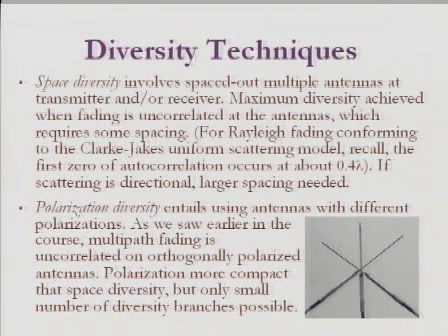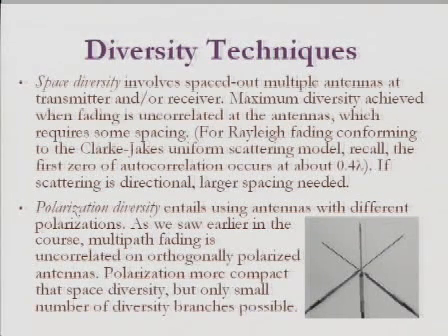Space diversity involves the use of spaced out multiple antennas at the transmitter and/or at the receiver. For maximum diversity, we want to make sure that the fading isn't correlated at the antennas, so it's independent. And this requires some minimum spacing between the antennas. So if we go back to our analysis of the multipath fading for the very simple Clark-Jakes uniform scattering model, where the energy comes from all directions with the same strength, recall that we found that the first zero of the autocorrelation occurred at a distance of about 0.4 wavelengths.